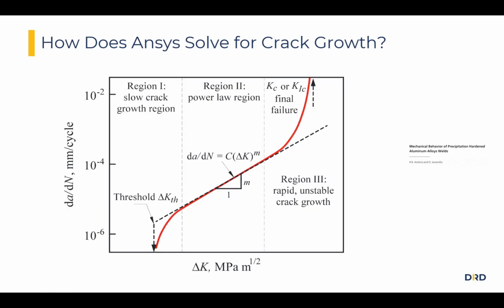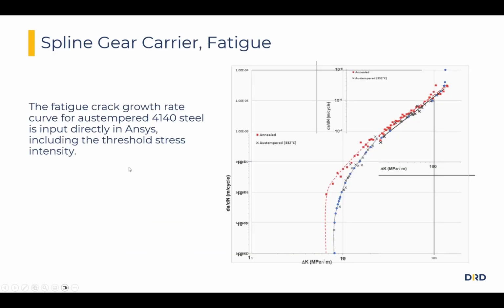Now what that looks like in this example is, we can very simply input just this center region here to account for just the typical linear line on a log-log plot of crack growth rate versus stress intensity factor. However, we can also input this entire curve that represents very slow growth, that linear region I just mentioned, as well as rapid unstable growth where we reach the critical fracture toughness of the material. We can take the material data, typically pulled from material testing, and input that into Ansys directly.